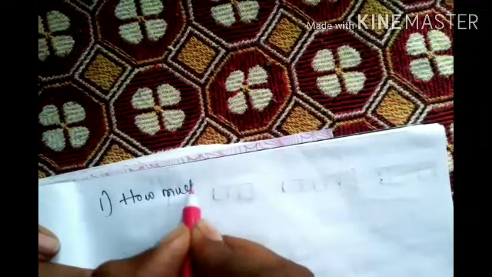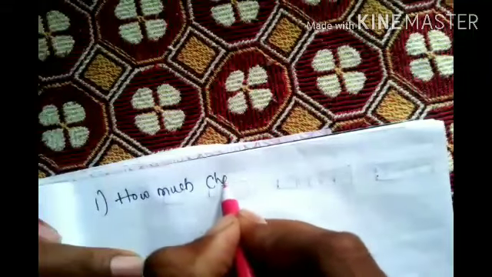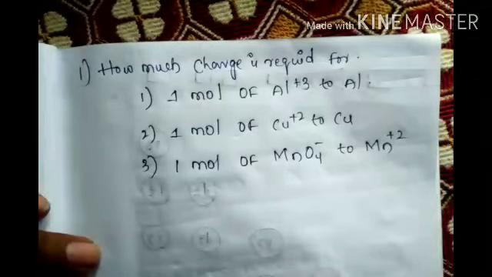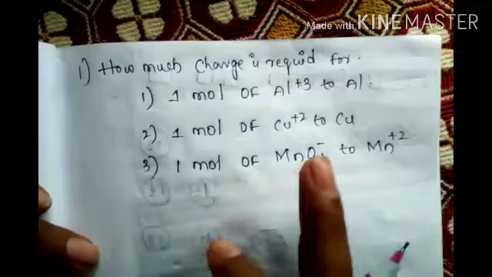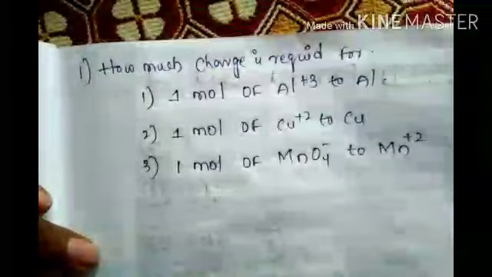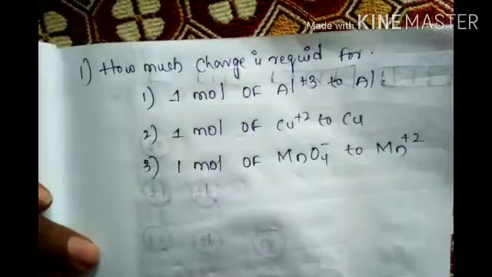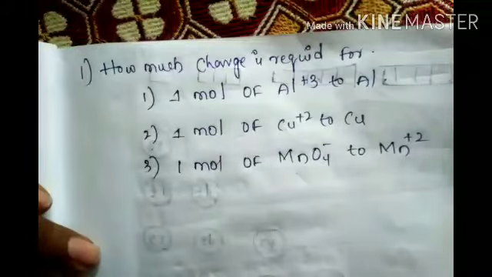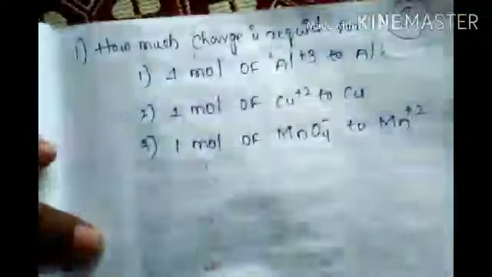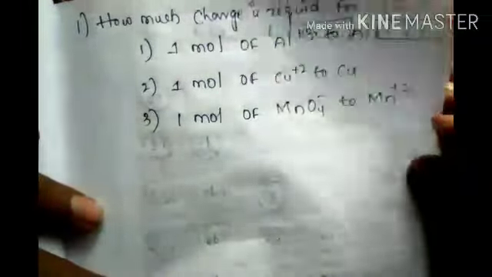First 20 minutes are class only. The remaining 40 minutes are problems only. How much charge is required for 1 mole of Al plus 3 to Al, 1 mole of Cu2 plus to Cu, 1 mole of MnO4 minus to Mn plus 2? Charge means charge in coulombs, that you already know.